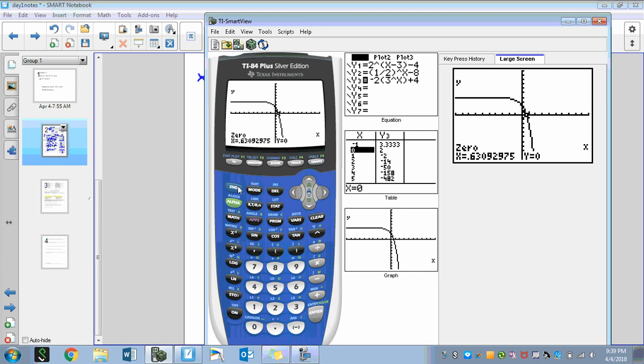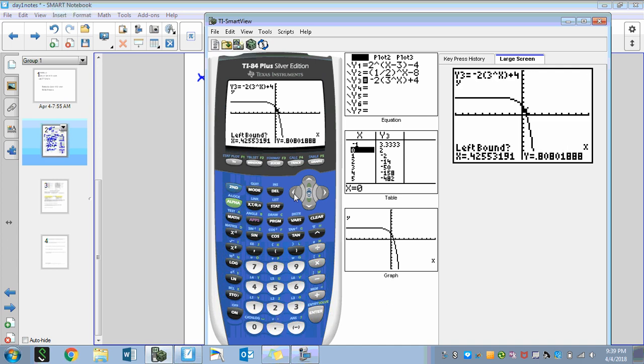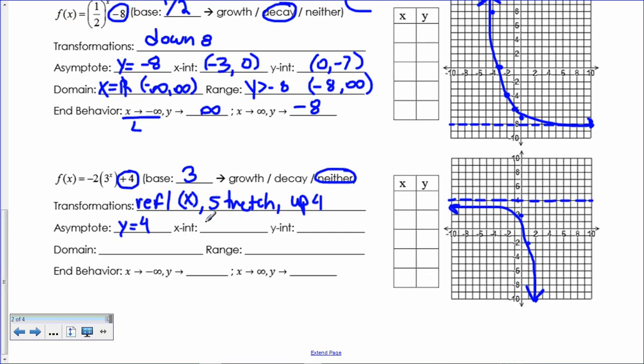All right, so again, second trace, 2. Take your blinking cursor so it's slightly left of the x-intercept. Scroll so it's slightly right of the x-intercept. Push enter one more time, and it gives you the x-intercept. So this one's going to be 0.6, 0. All right, so the x-intercept is 0.6, 0.